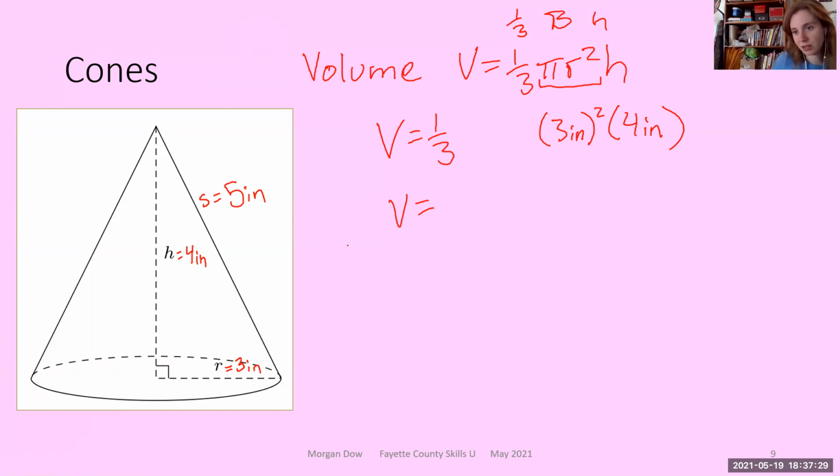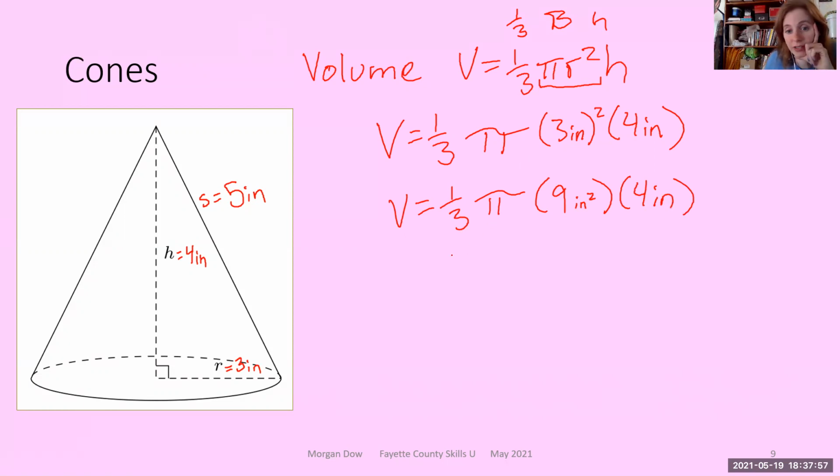So let's see what that looks like here. Let's say I just think of this as pi. I don't bother with the 3.14. So I'm gonna do this calculation in terms of pi. I'm gonna leave pi there. So I've got 3 inches squared. That is gonna be 9 square inches times 4 inches. And I've also got this 1/3 out front here.